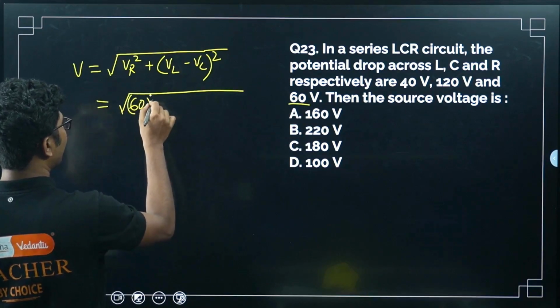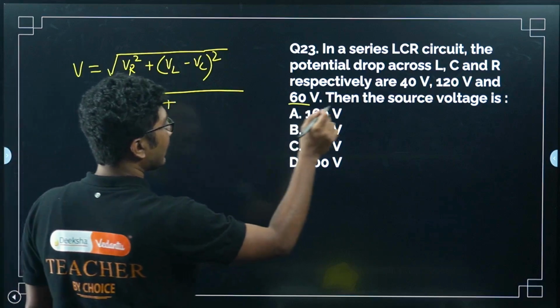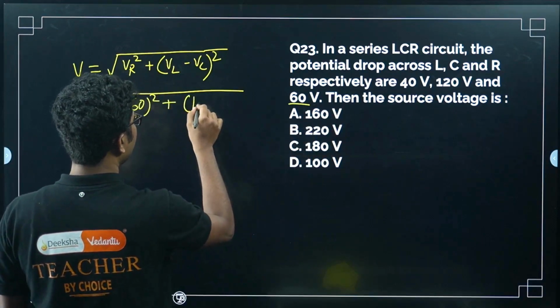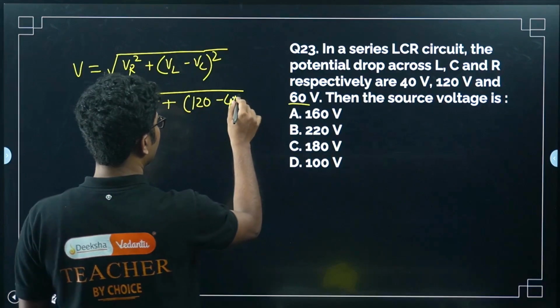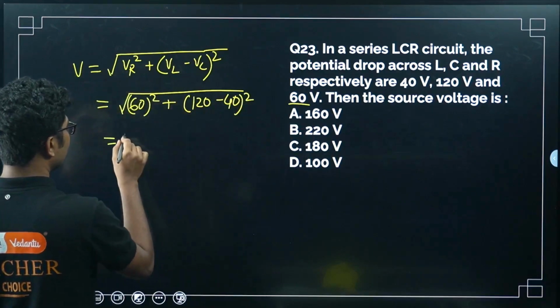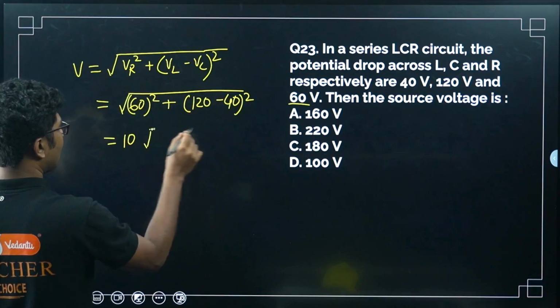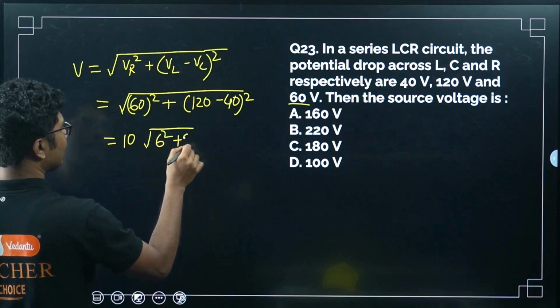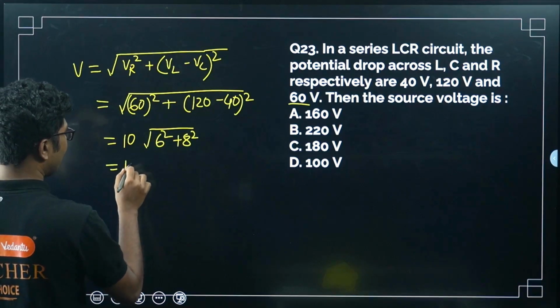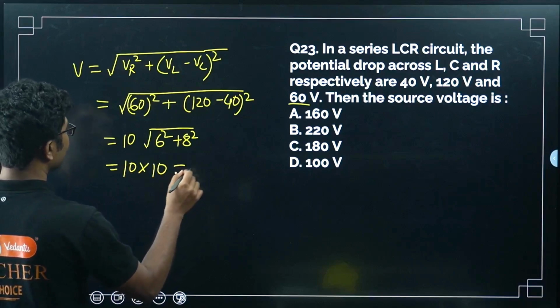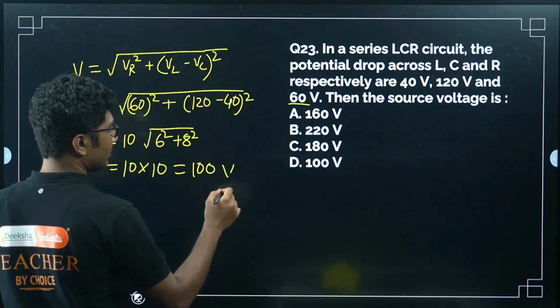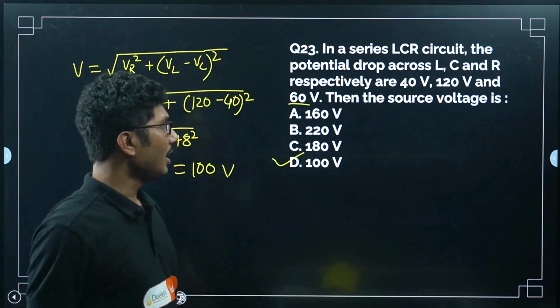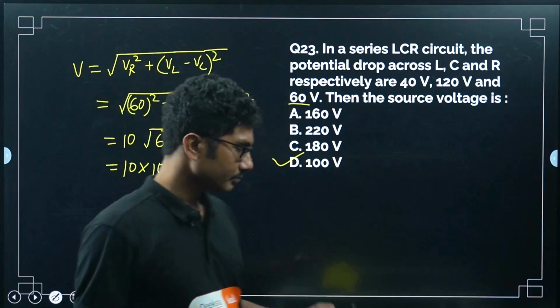Almost a similar problem that we have solved. Okay, and this is 120, this is 40, whole square. So we will take 10 common, 6 square plus 8 square. I have already solved one, so it will become 10, so 100 volts. So 100 volt is the actual source voltage, right?